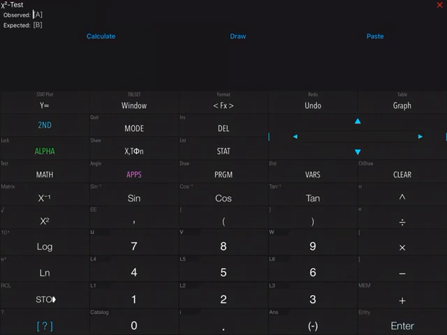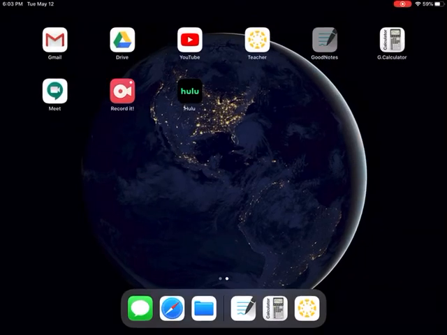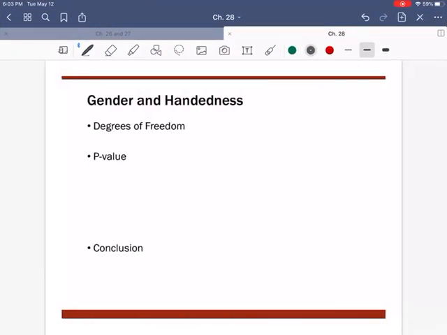Okay, then we just need to tell our calculator to do all the work for us. So we go into Stat, arrow over to Tests, choose option C, chi-square test. Our observed is typed into matrix A. We want the expected to go into matrix B, so we hit calculate. And chi-square is 0.16. P is 92.1%.